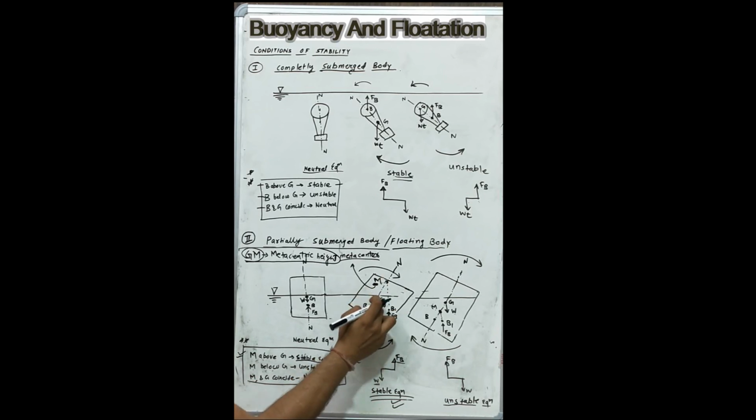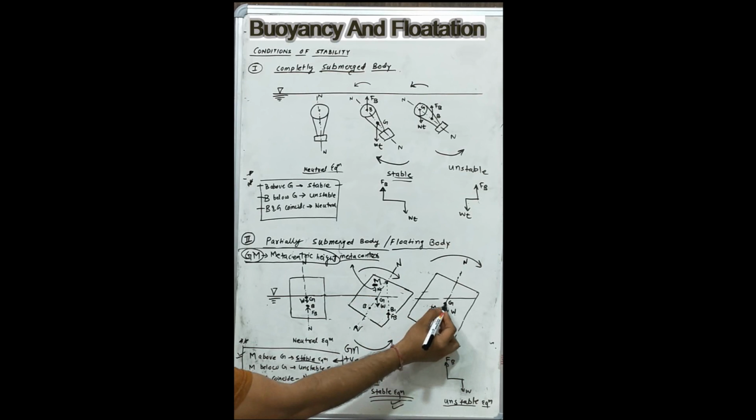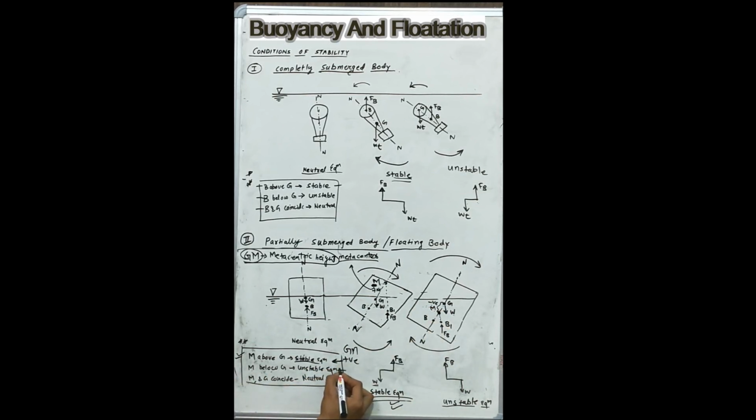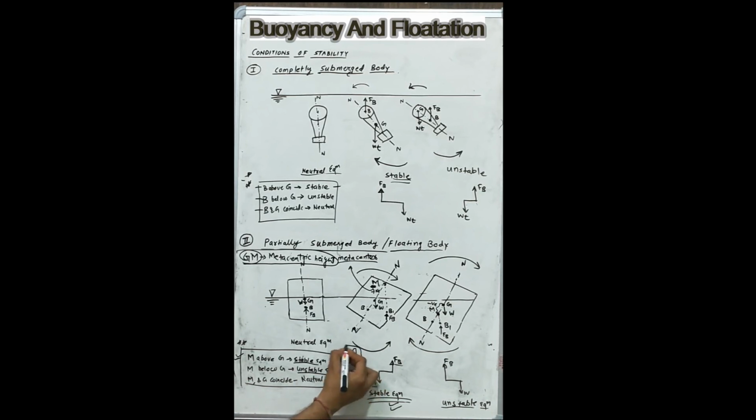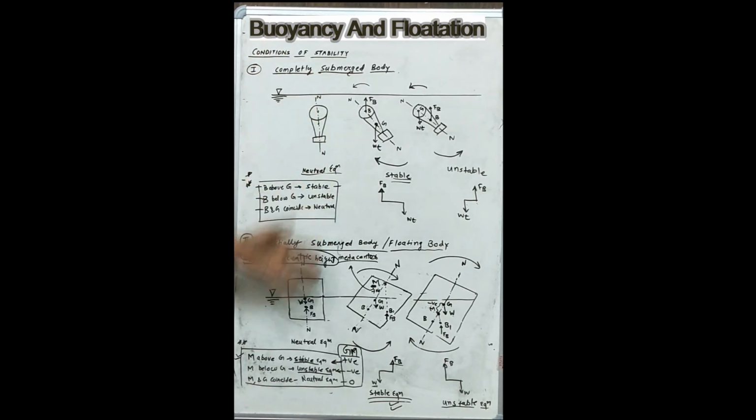When M lies above G, GM is positive. When the metacenter lies below the center of gravity, this is what? Negative. Means when the value of GM is negative, it is unstable equilibrium. When this is 0, it is neutral equilibrium. So GM is the metacentric height. When it is positive, it is stable equilibrium. When it is negative, it is unstable equilibrium. When it is 0, it is neutral equilibrium. So that's how we can justify the stability condition of floating as well as submerged bodies.